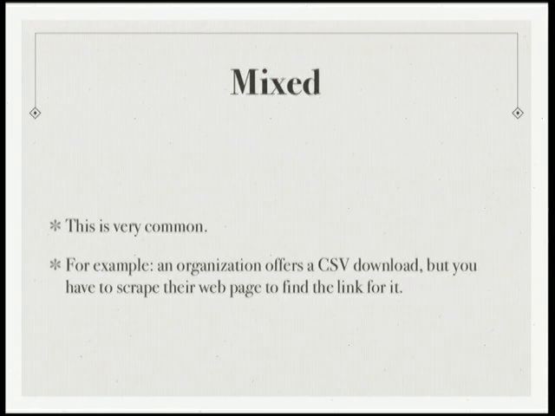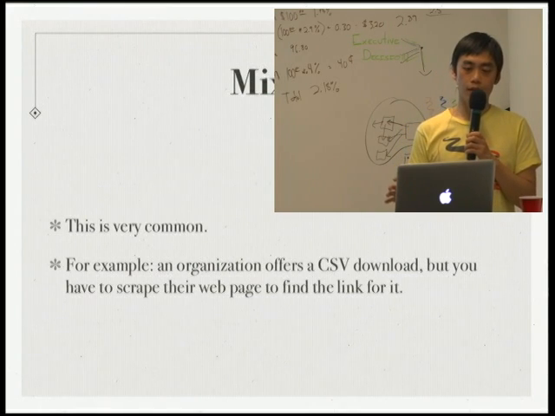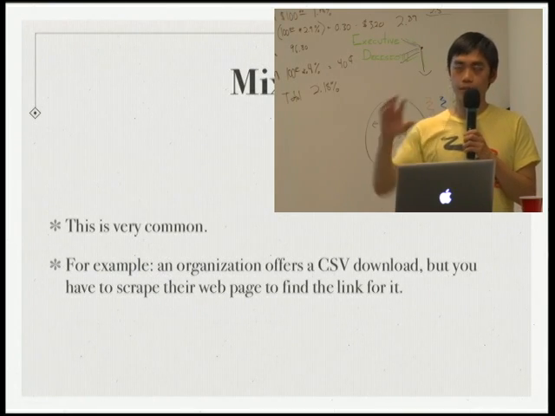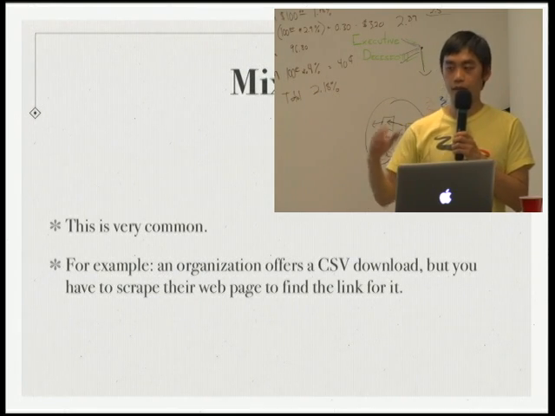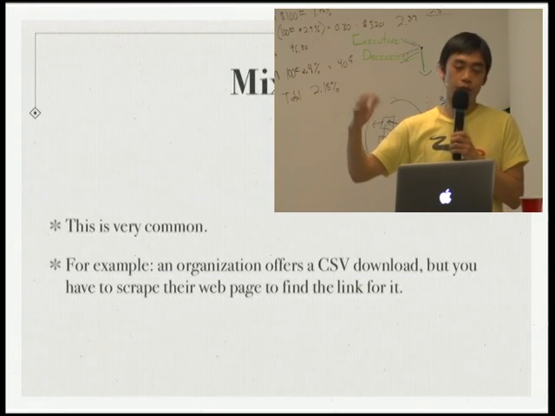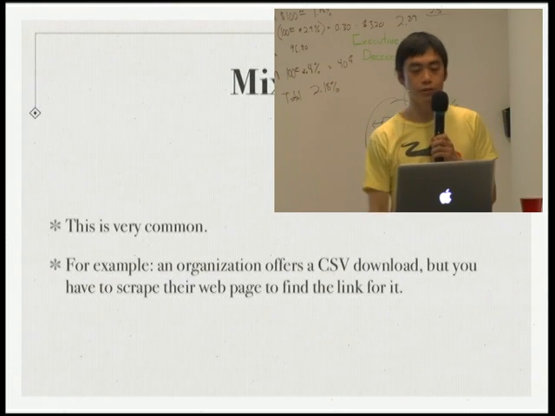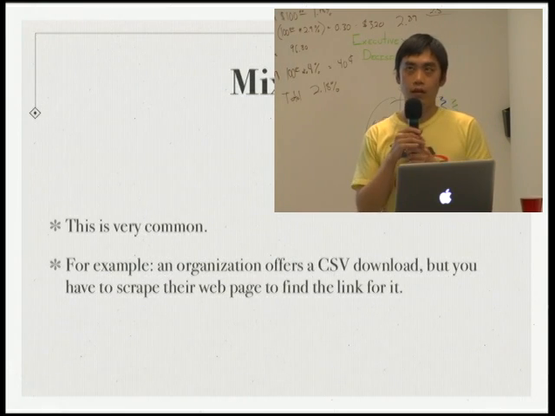So, mixed. Mixed is any combination of those scraper types, and possibly this is the most common type of scraper. A very good example is some government organization that offers a CSV download, but there's no API, no published URL for getting the file. It's just on the web page, and the link to that file changes every single time they release a new file, usually because it's timestamped. So you have to write a little scraper to go to their web page to get the thing.